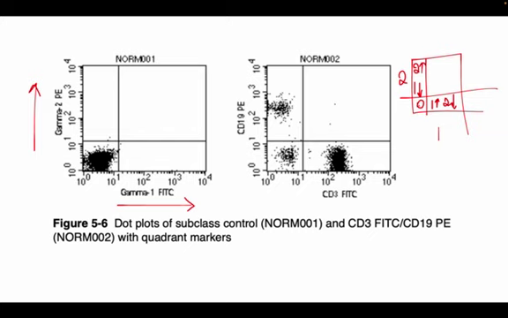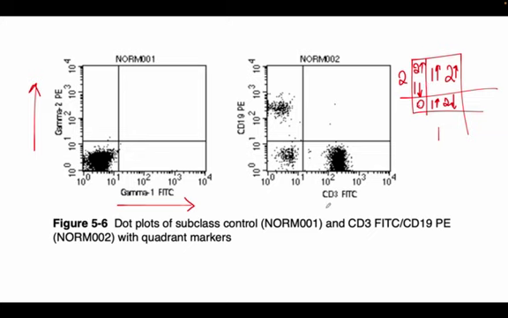Okay, so these are both positive for one marker, but they're not positive for both markers. So these are the single positive populations. In this quadrant, in the top right corner, both parameters are high. Okay, so this is called the double positive quadrant. This is called the double negative quadrant, and these are the two single positive quadrants.